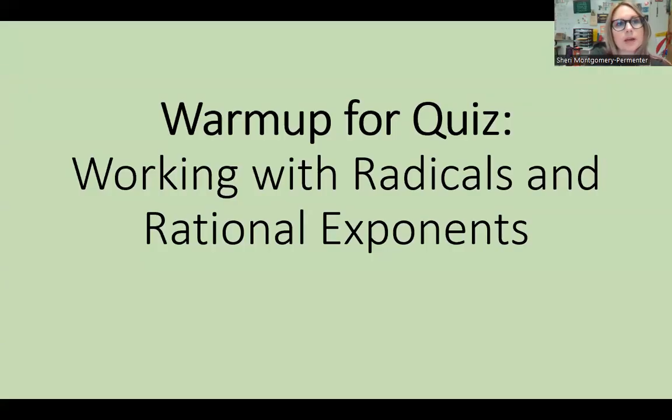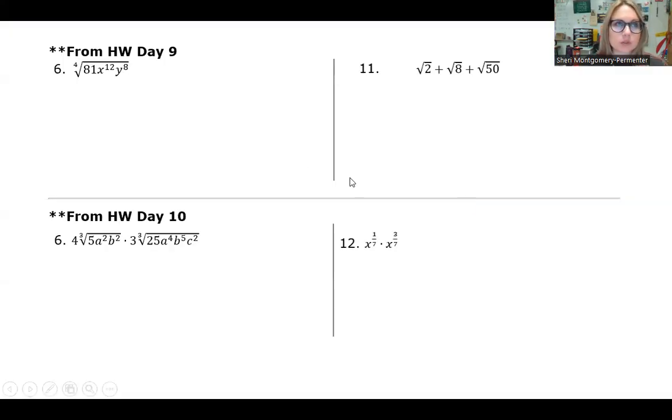Today we're going to do the warm up for the quiz, and the quiz is over working with radicals and rational exponents. The questions that I assigned are questions that are from your homeworks. So if you did your homework, then you should have an idea of how to work these problems. From homework day 9.